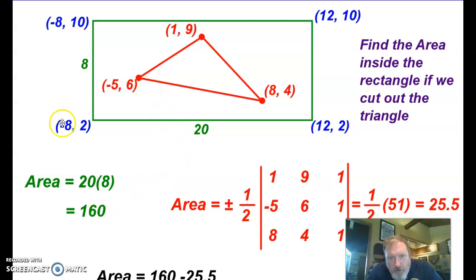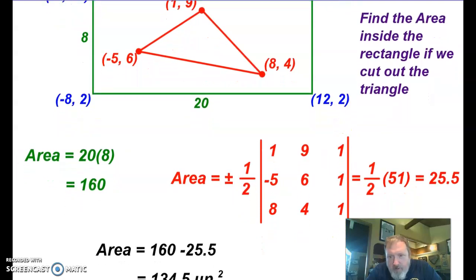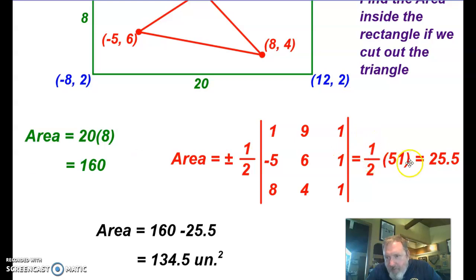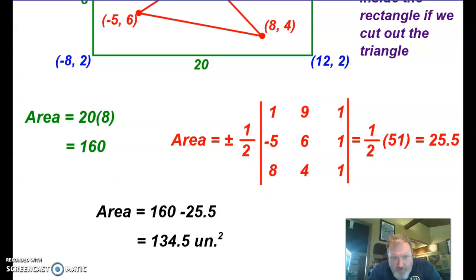Our triangle, we're going to use the method that we just learned. So we've got our 3 vertices. Again, it doesn't matter which one you put first here, so I just went this way. But (1, 9), (-5, 6), (8, 4). Make that third column all ones. Took my determinant and got 51. So half of that is 25.5. And again, we want the area of the rectangle if the triangle was cut out of it. So we're going to take this area minus this one. And our final answer is 134.5 units squared.